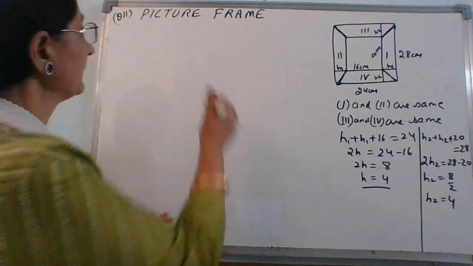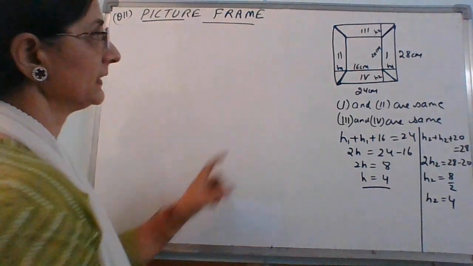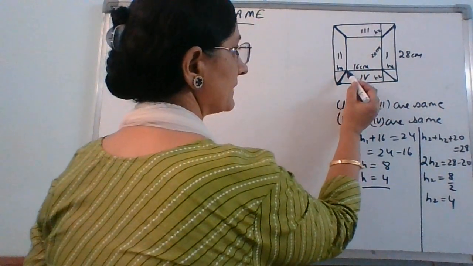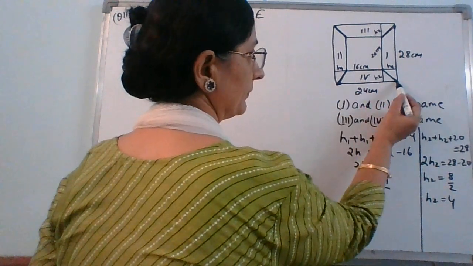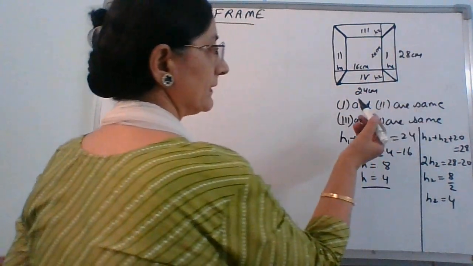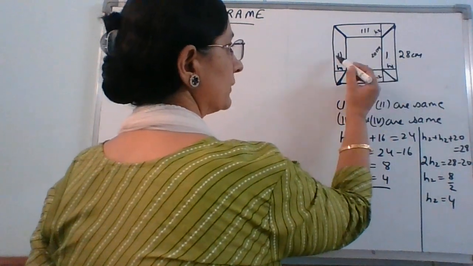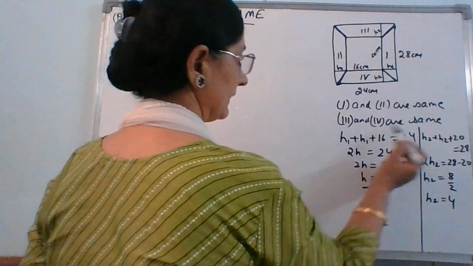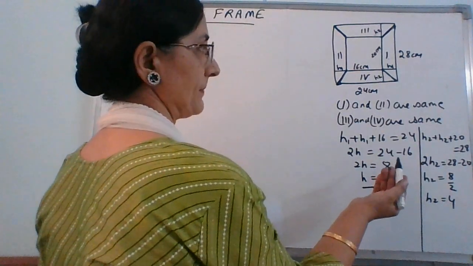Now here we have a picture frame. ये आपका एक picture frame है, right? यहाँ पे dimensions दिए, this is 16, this is 24, this is 20 and this is 28. So I have divided this into 4 parts, 1, 2, 3, 4. 1 and 2, they are same. 3 and 4, they are same. Means area wise they will be same, right?